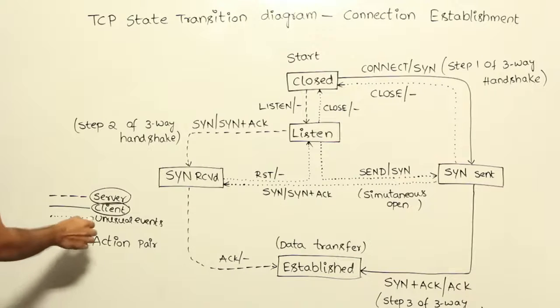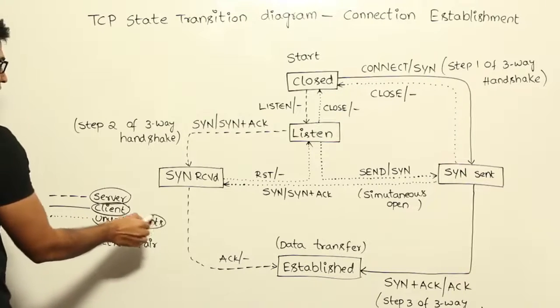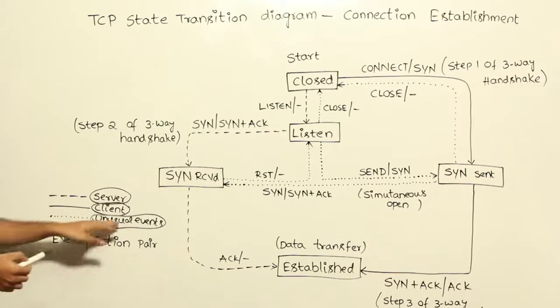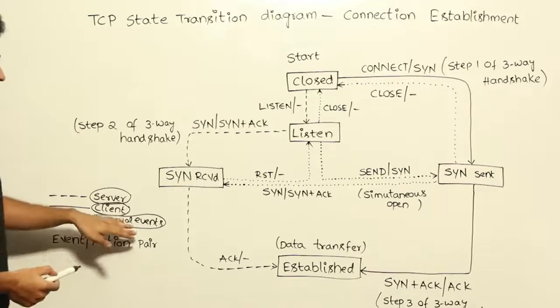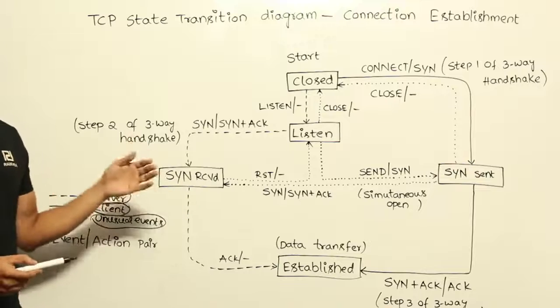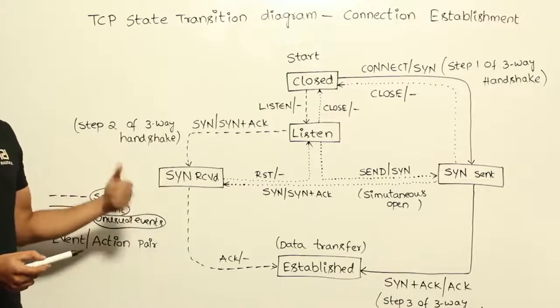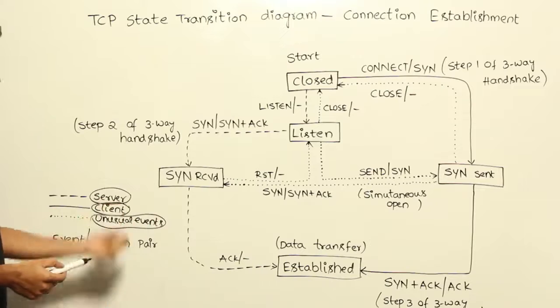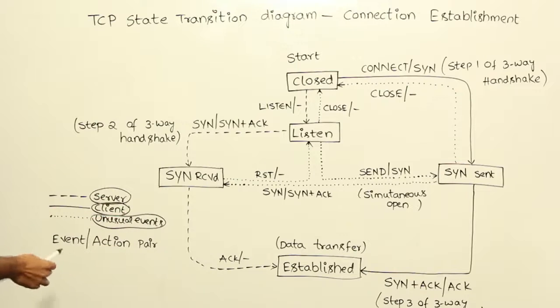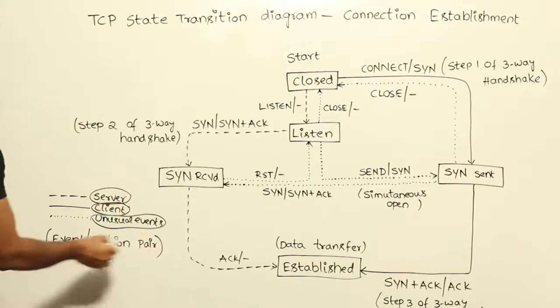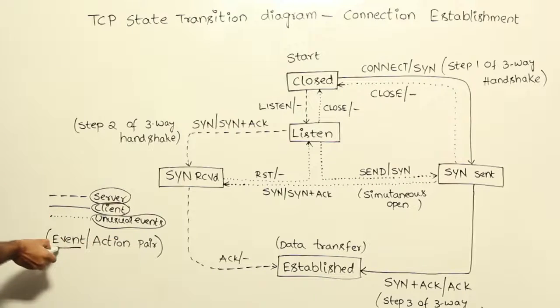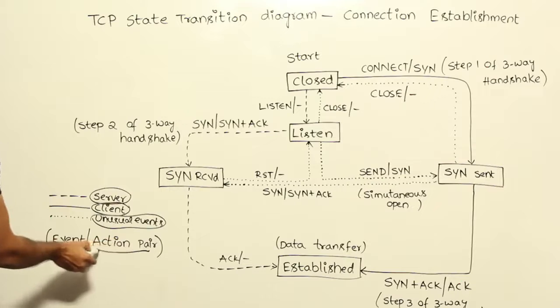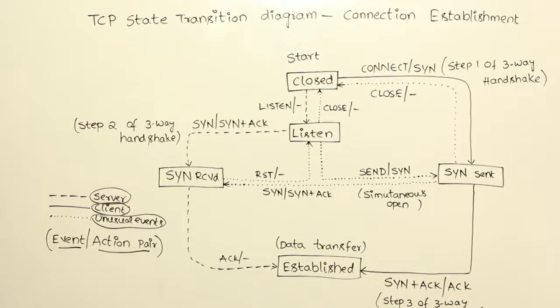The dotted lines are actually unusual events, which means you should not worry about them. They are not supposed to happen, but in case they do, how we behave is shown by the dotted line. On top of every line we have an event, action pair, which means what event has occurred and what action the client or server is taking. Let's try to understand the diagram.